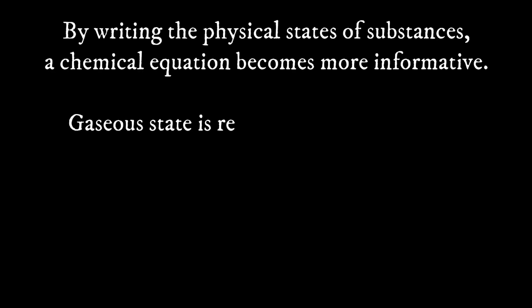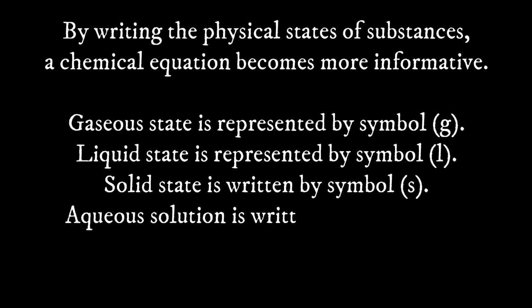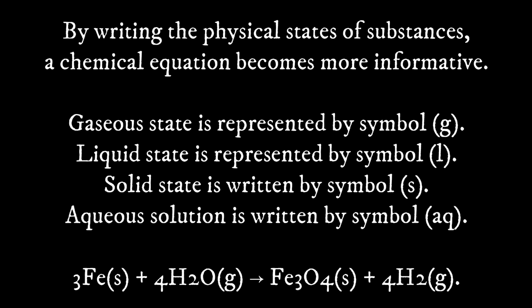You can make a chemical equation more informative by mentioning the physical states of the reactants and the products. For example, the gaseous state is represented by the symbol G, liquid state by the symbol L, solid state by the symbol S, and aqueous solution is written by the symbol AQ. If we take the same example, iron, in solid form, reacts with water, in the gaseous form, which gives you iron oxide, solid form, and H2 gas is evolved.